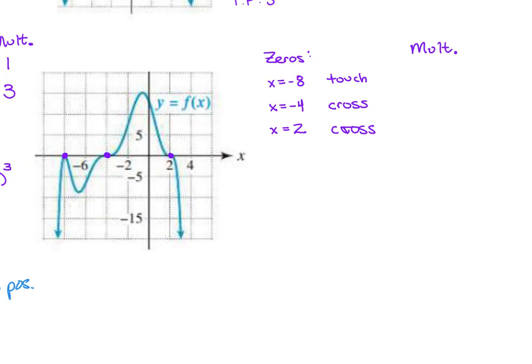Now when I look at this, I'm going to start with the -4. And when I look at the -4, to me we are not going to have a multiplicity of 1. We basically come up, we level out, and then we take off again. And so it is going to be an odd multiplicity, and I'm going to go with a multiplicity of 3.